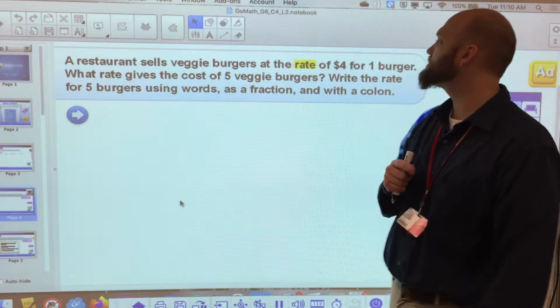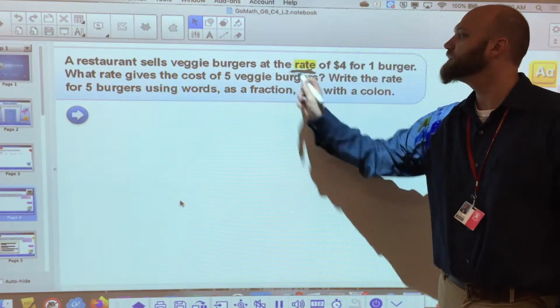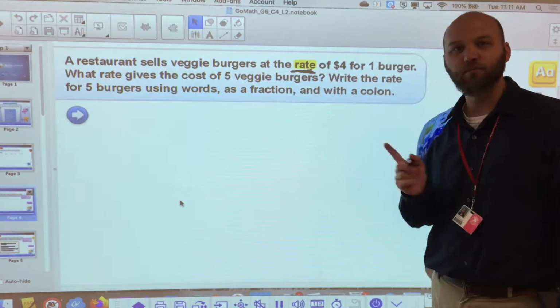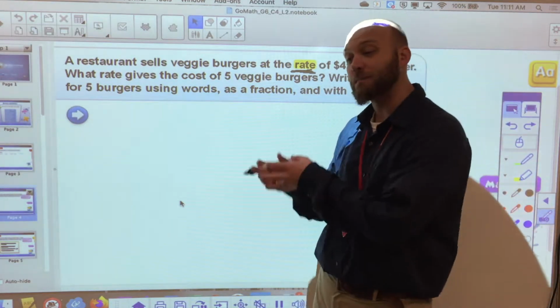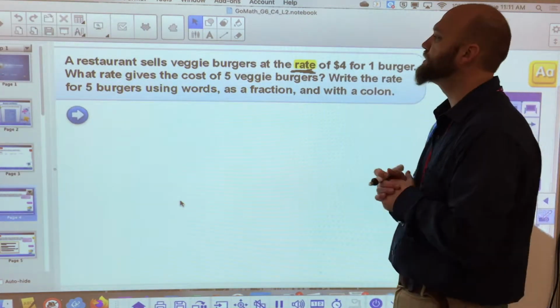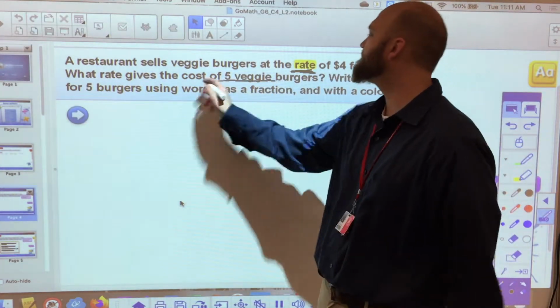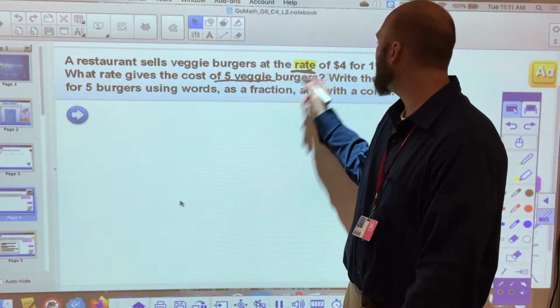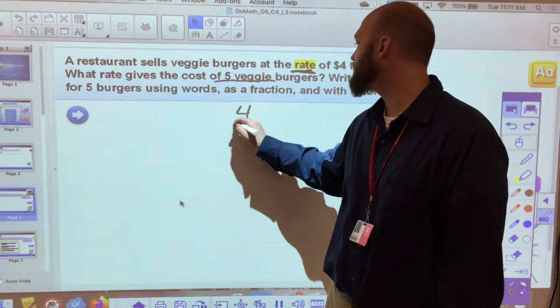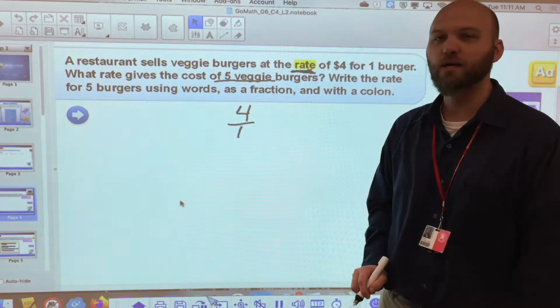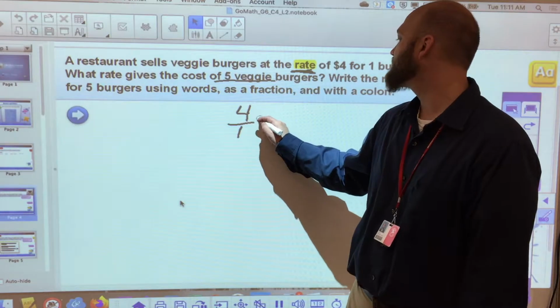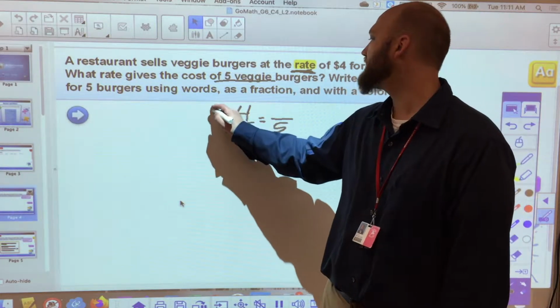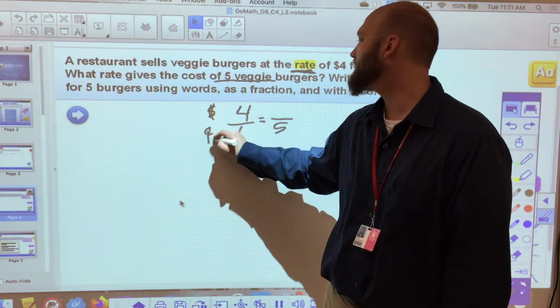So if I go to the book, I'm going to see a question that looks like this. Restaurant sells veggie burgers at a rate of $4 for 1 burger. So 2 things I'm comparing. I'm comparing money and I'm comparing burgers. So I need a unit rate. What rate gives the cost of 5 veggie burgers? Now, I know that I can make, well, a rate of $4 per 1 burger. And I want to find that as 5 burgers. So I might say money and I might say burgers.